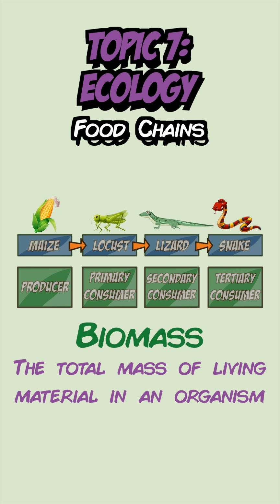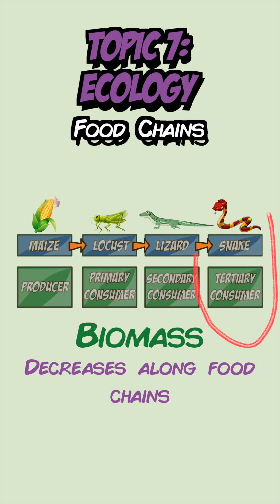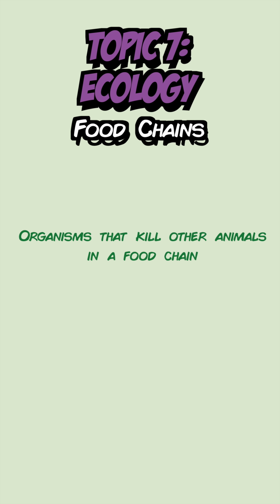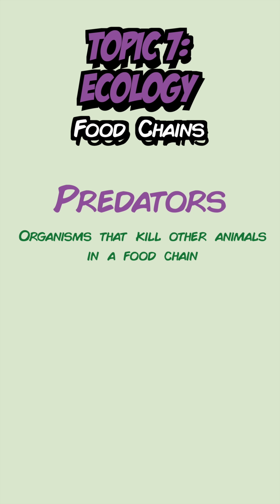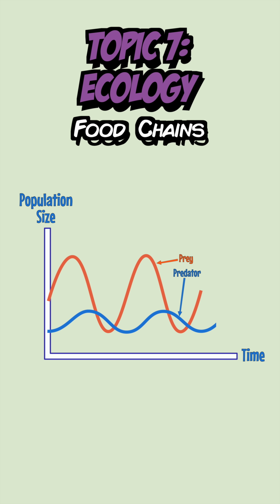Biomass, which is the total mass of living material in an organism, can be thought of as energy. This gets transferred along the food chains. The amount of biomass or energy transferred decreases after each stage, so the top of the food chain basically receives the least amount of energy. The organisms that kill other animals in a food chain for food are known as predators, and the organisms they eat are known as the prey. In a stable ecosystem, the numbers of predators and prey tend to slightly fluctuate in a repeating cycle.